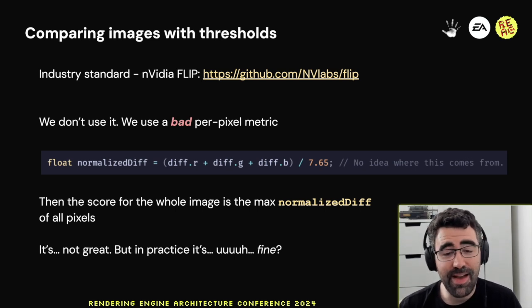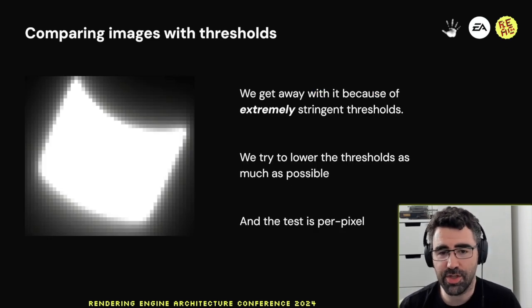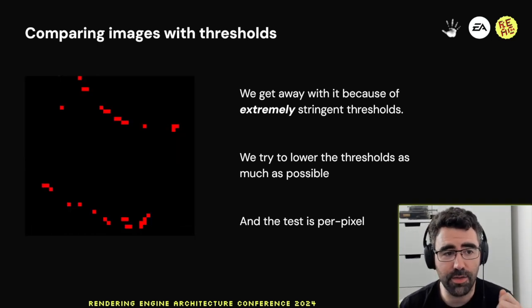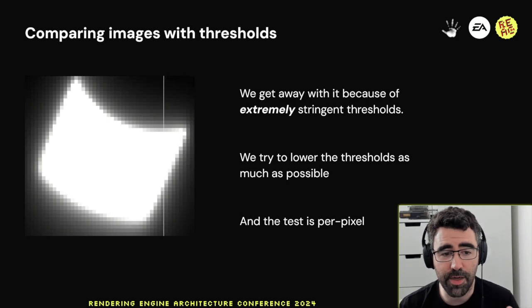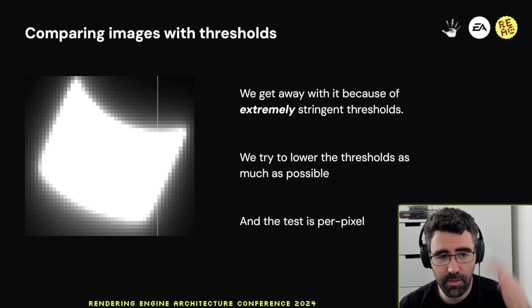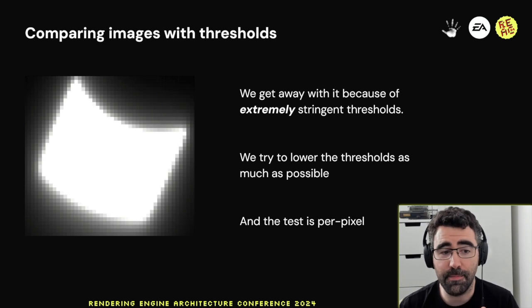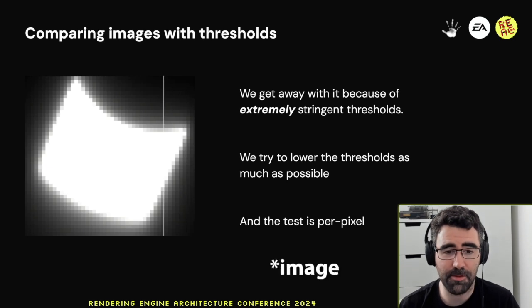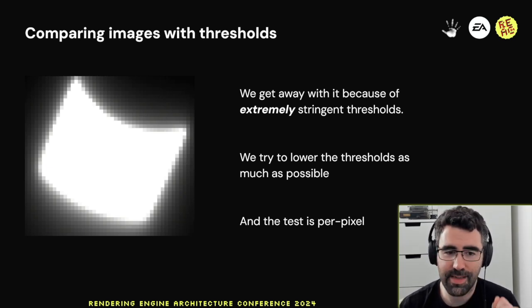But yeah, we get away with this really bad metric because we have extremely stringent thresholds. So this is a comparison of a failing and a passing test. And you can see the line moving back and forth, and it's very hard to see the difference with the naked eye. But the pixels that become red when the mouse goes up, those are the pixels that are failing. So that test, the threshold is so small that even zooming in this much, you can't tell the difference between the failing and the passing pixel. But we still consider that a failing pixel because the threshold is low and we care.